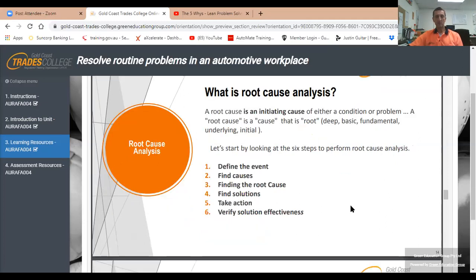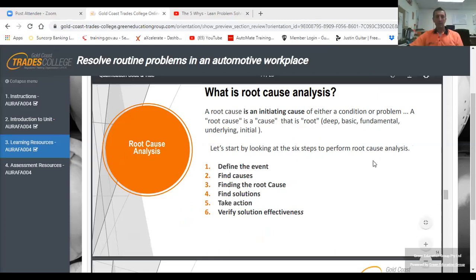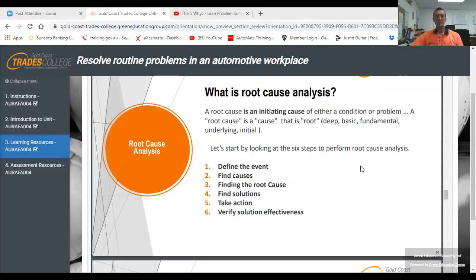Initially, we're going to define the event. We're going to find the causes. We're going to find solutions. We're going to take action and verify the solution's effectiveness. So what we're looking for is the underlying, deep, basic, fundamental underlying cause of an issue. And there's 6 steps to get to that root cause.